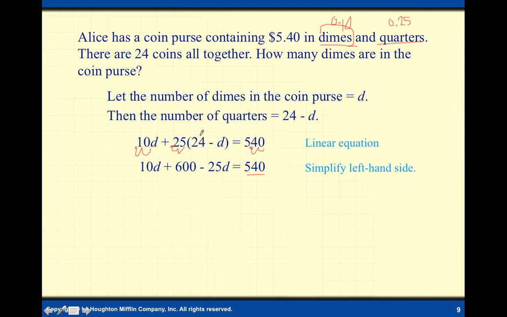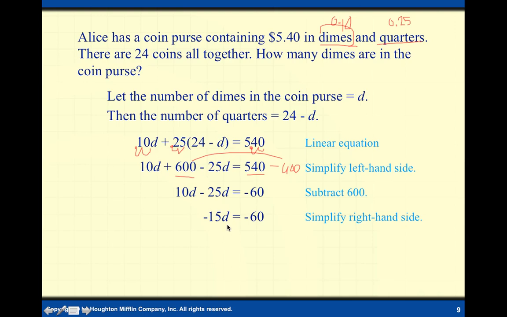Then, 25 times 24 is 600 minus 25 times D is 25D equals 540. So, i-add natin itong dalawa. That's negative 15D. Okay, ang ginawa dito is sinubtract din. Inuna yung 600. Sige, pagbigyan. So, 600, ililipat, magiging negative 600. So, 540 minus 600 is negative 60. And then 10 minus 25 is negative 15D over negative 60.